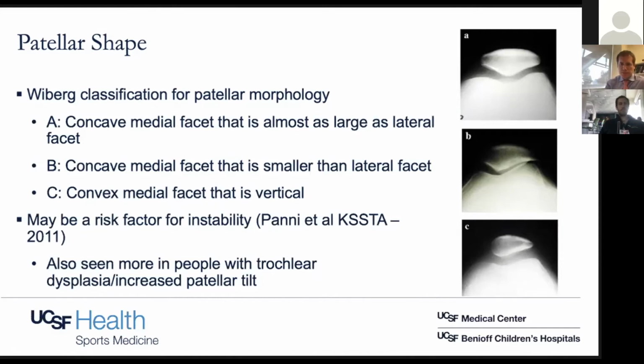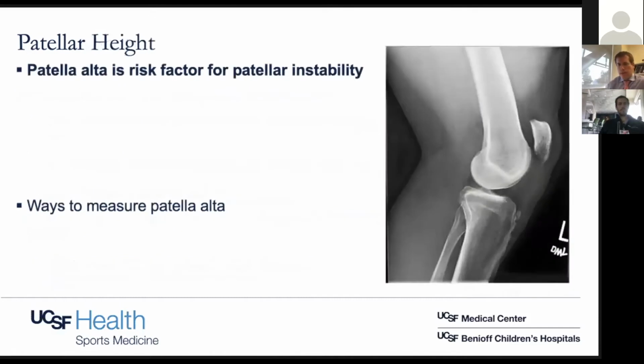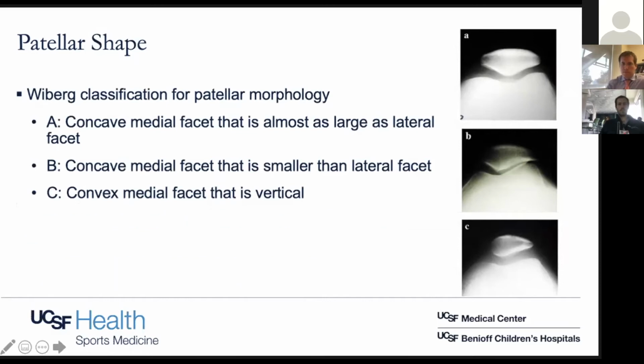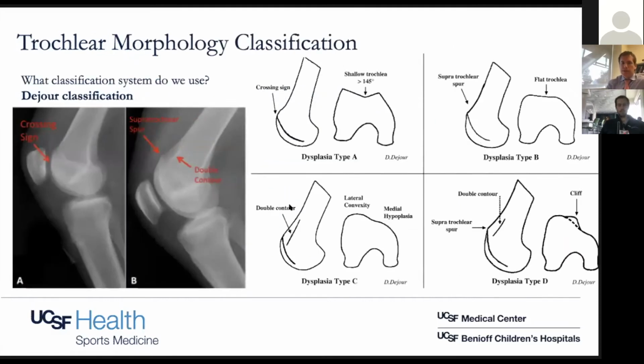For this classification, is A considered normal, or is this all pathologic? Yeah, A or B are the more normal types of patellas that you'll see, and then C is more abnormal. Whereas the last classification system was all pathologic. Correct. Any of these are dysplastic trochlea, and it's just breaking those into these different typical morphologies that we'll see. Okay, thanks.